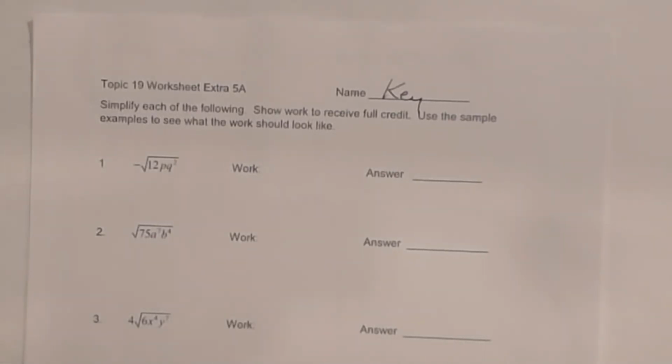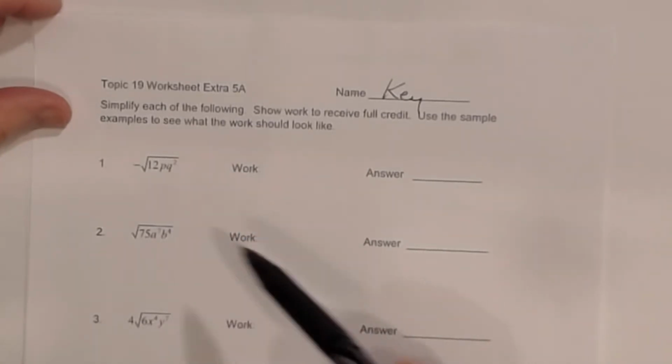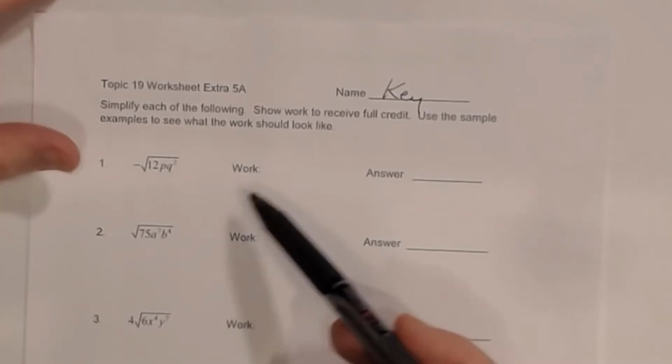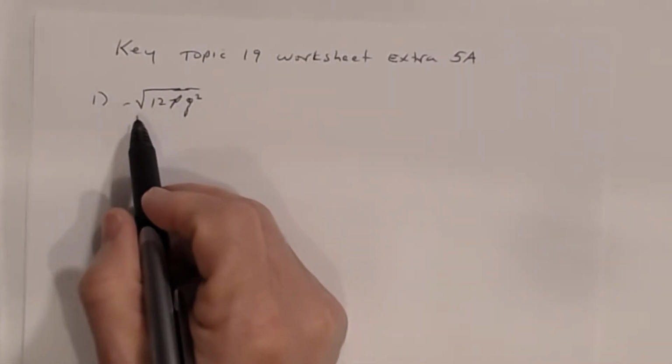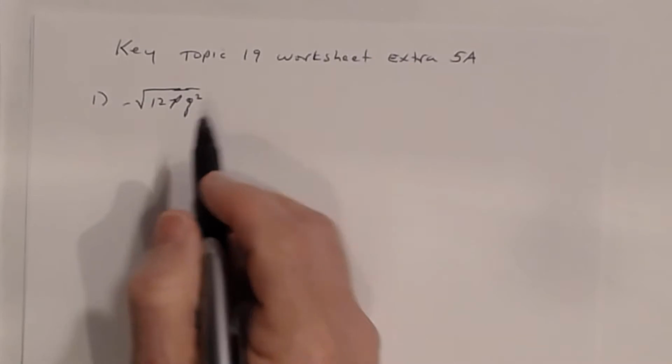This is a key to topic 19, worksheet extra 5A, and you are asked to simplify each of the following, and make sure you show the work for each of those as well. So let's go to number one. Number one, we have negative 12, negative square root of 12pq squared.